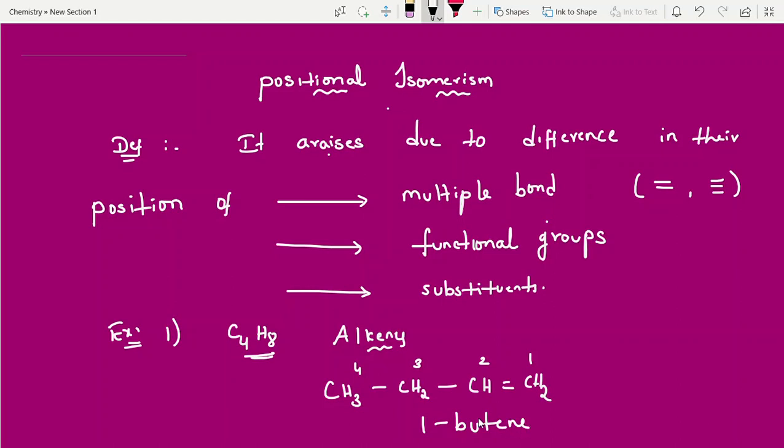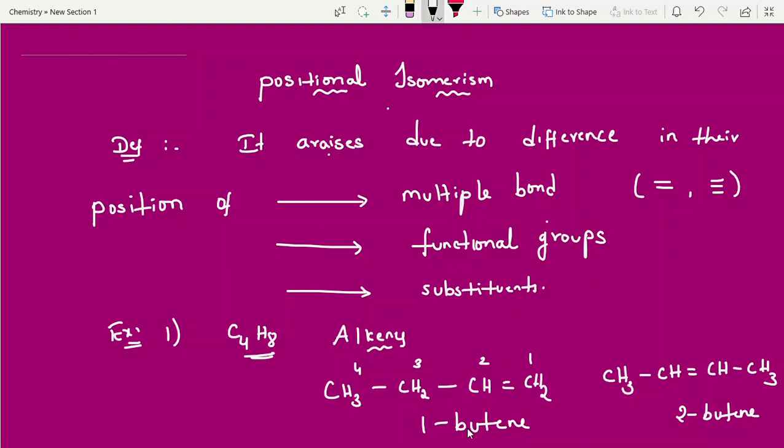With the same molecular formula, you can write another one: CH3, CH double bond CH, CH3. What do we call this? 2-butene. This is 1-butene, this is 2-butene. Here the same number of carbons, same number of hydrogens, but the position of the multiple bond is different. Here second position, here first position. So we call it positional isomerism.